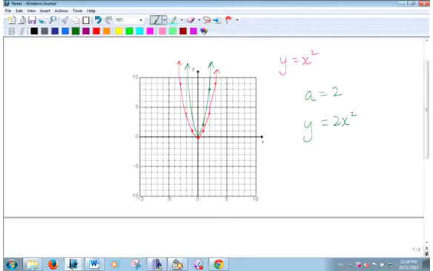It's skinnier. If A's a half, well, once you know the previous one, then that one's got to be fatter. But think of this: every y value is half what it used to be. So it's not 1, it's a half. It's not 4, it's 2. It's not 9, it's 4.5. If you want to look at this thing and see what goes on, are you going to try to look at this point down here and see if that's a half or not?